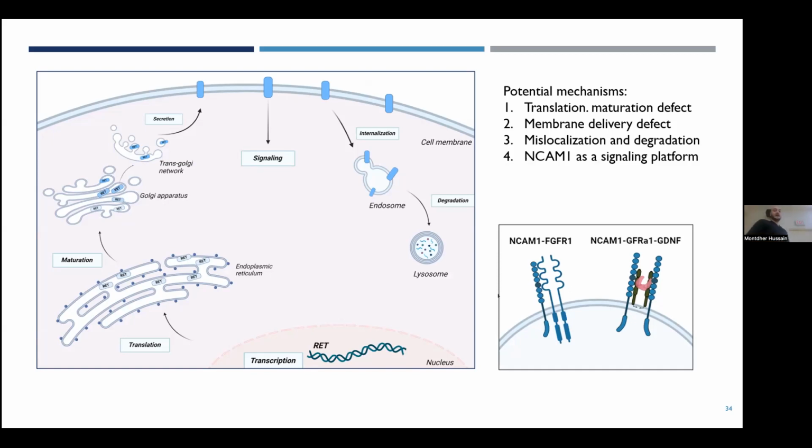And lastly, NCAM1 has actually been shown to serve as a stabilizer of FGFR1 at the membrane, and so serves as a platform for FGFR1 signaling. The loss of NCAM1 in those cells leads to a reduction in FGFR stability at the membrane, and so we can see that there's a degradation of FGFR1. And so it's possible that NCAM1 may be acting in a similar way on RET in these cells. These are some of the things I am currently studying, with some preliminary data.